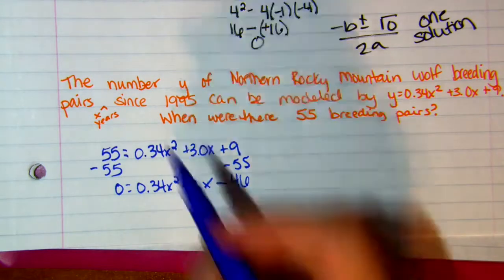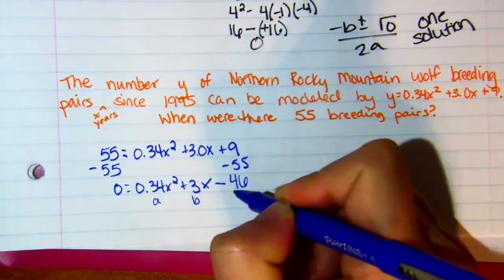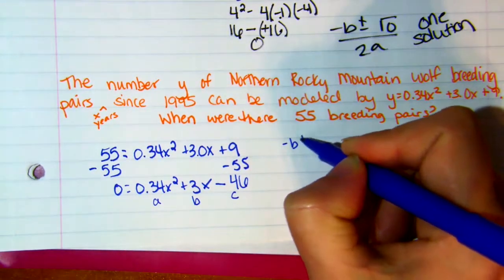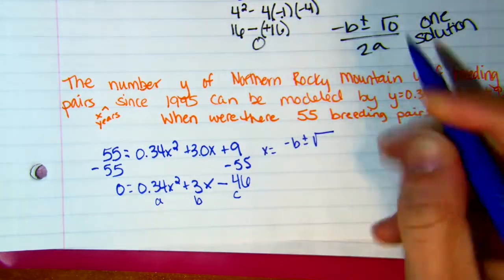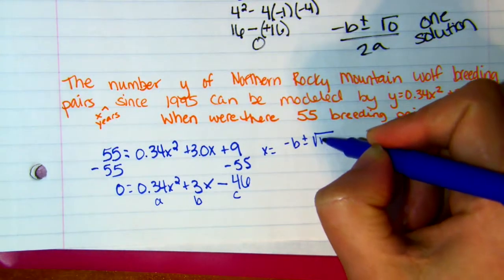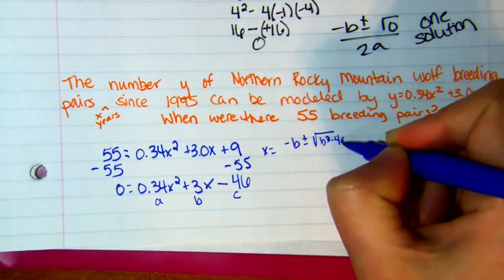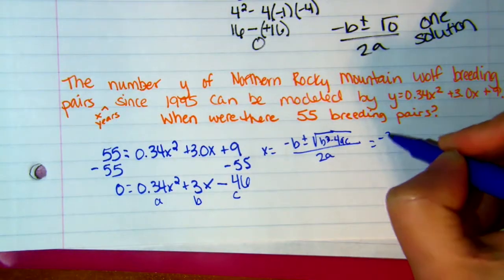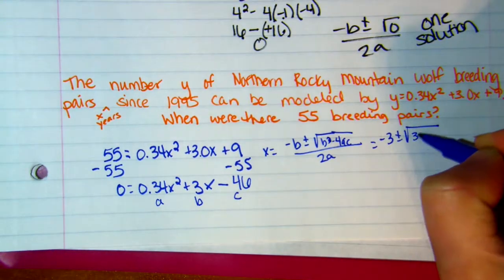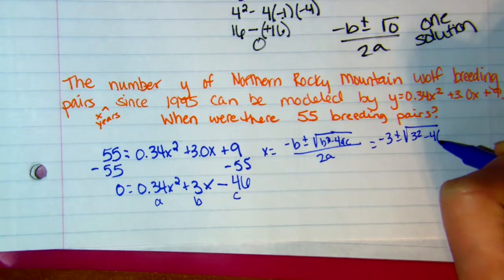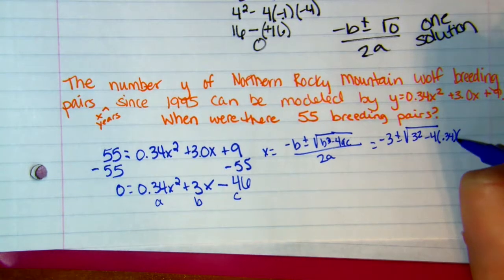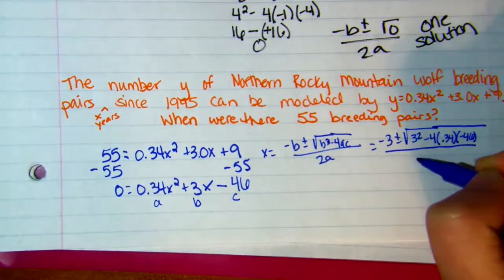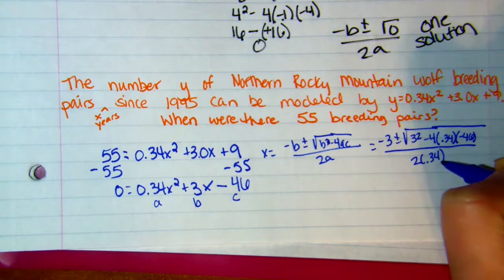So this is my setup for my quadratic. Here's a, here's b, here's c. Don't forget that negative when you do c. So x equals negative b plus or minus square root of b squared minus 4ac, all over 2a. So negative 3 plus or minus square root of 3 squared minus 4 times 0.34 times negative 46, all over 2 times 0.34.